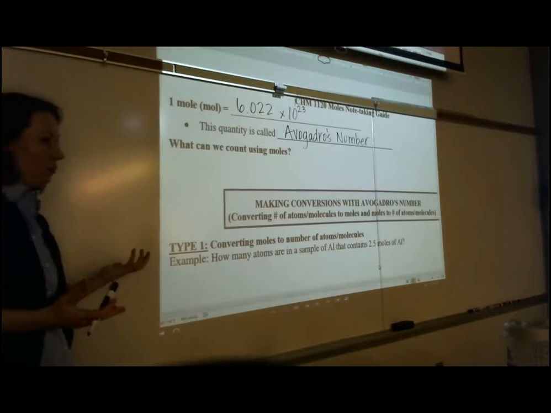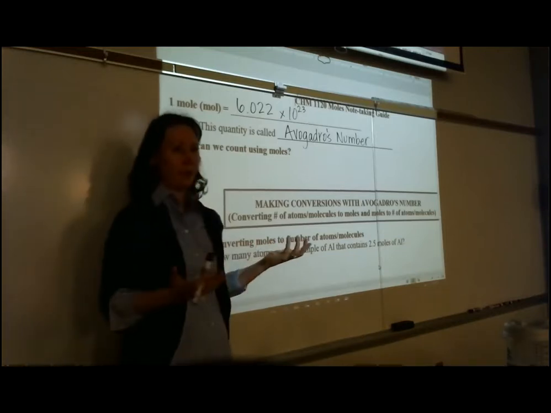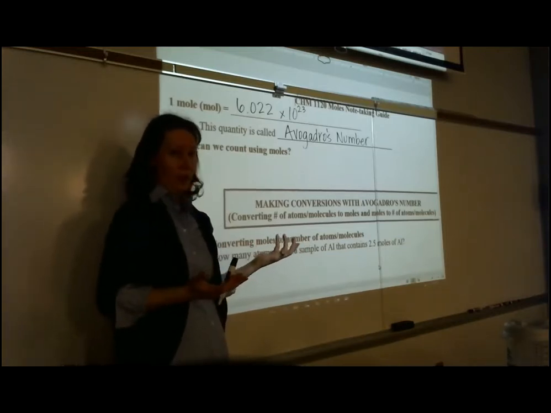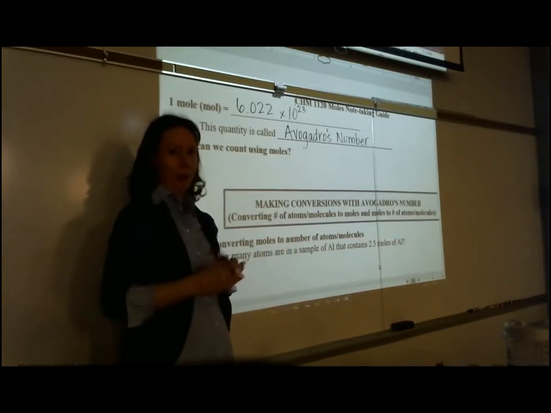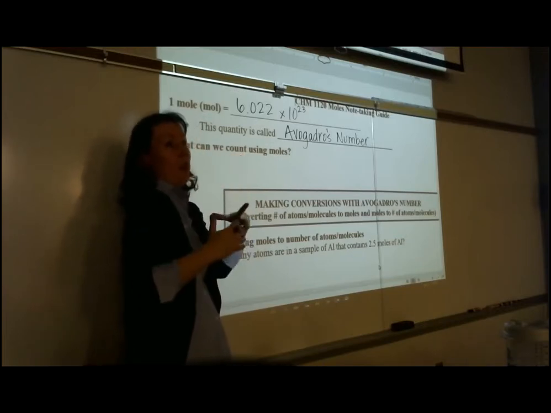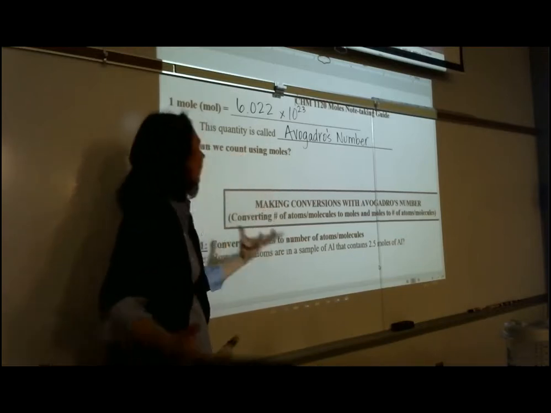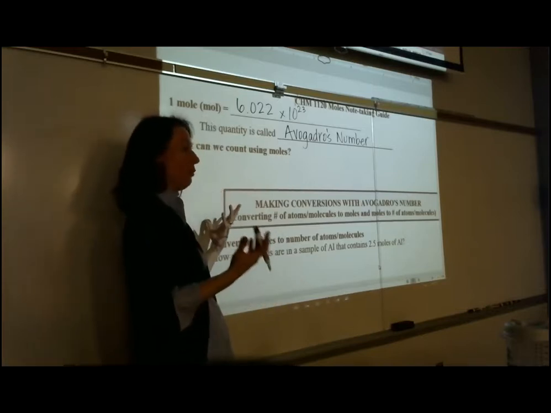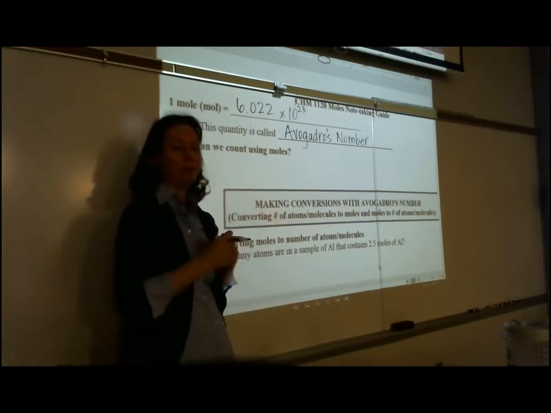What are some things that we would be able to count using moles? Would people work? There's 7 billion people on the planet, billions, 10 to the 9th. Would people be an appropriate thing to count with moles? Unless we're talking about every person who's ever existed, that probably wouldn't be a good thing to count with moles. What are some things to count with moles?